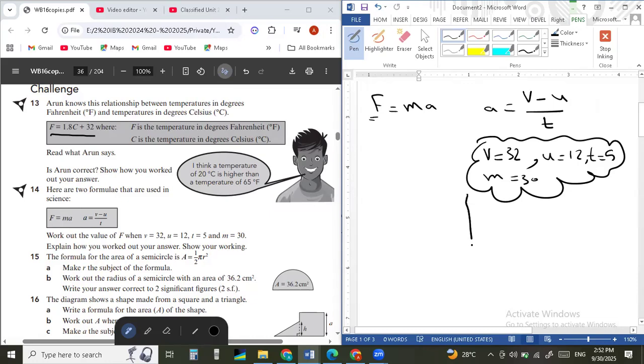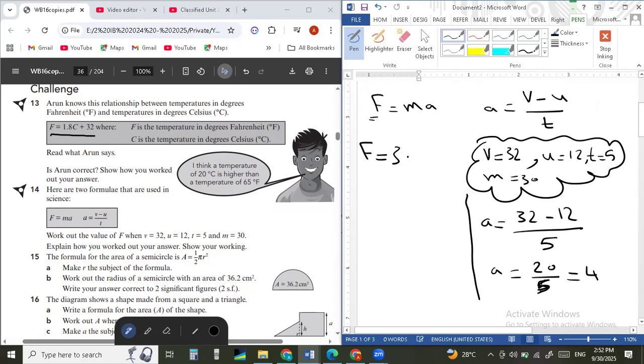That's the first step that I need to do. I need to find A. So A equals V, which is 32, minus 12, the U, over T, the 5. So A equals 20 over 5, which is 4. Now I need to find F. F equals M, which is 30, times A, which is 4. So F equals 120. All right, next.